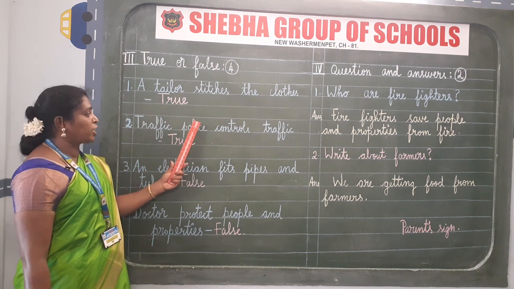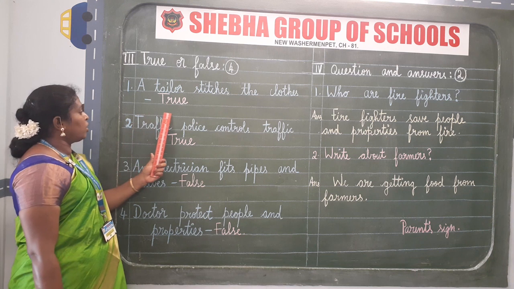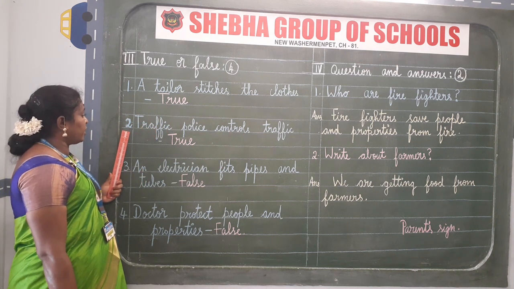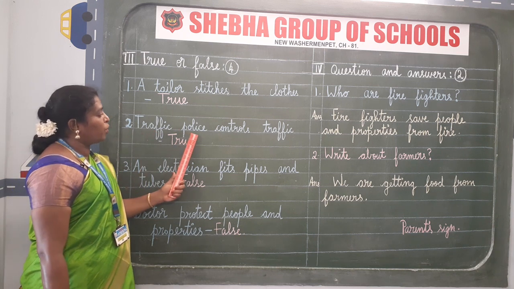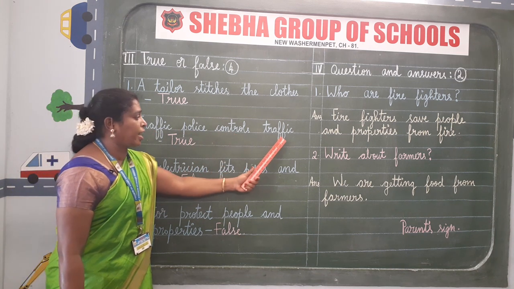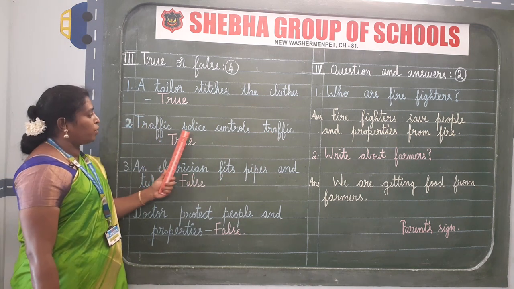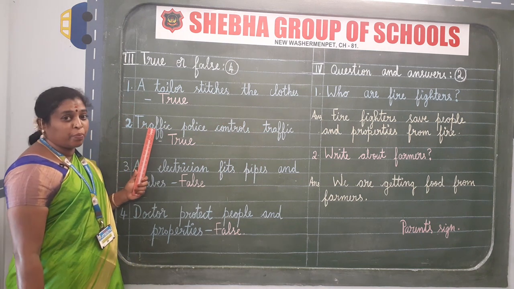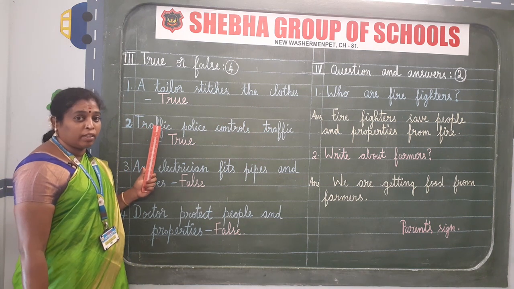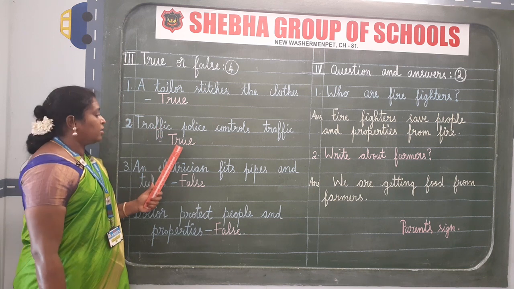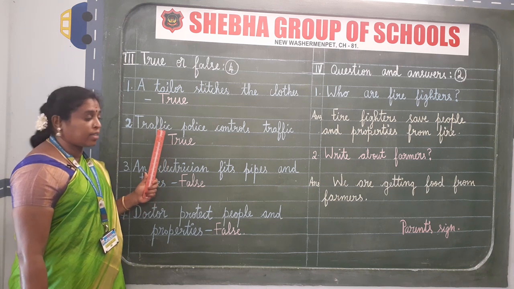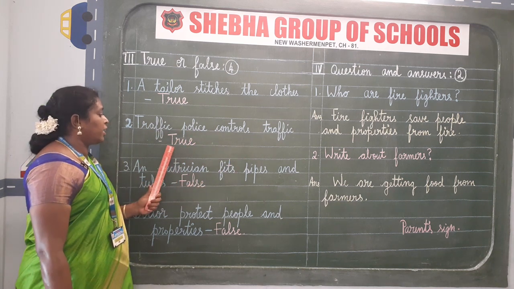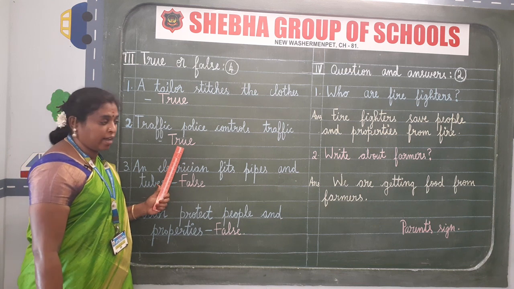Okay, children, the next one. Again, you have to leave one line and start writing from the next line. Number 2, inside the margin. Traffic police controls traffic. Leave finger space between each word. Spell the word while writing. The answer is true. Yes, only a traffic police controls the traffic. T-R-U-E, true, is the correct answer.